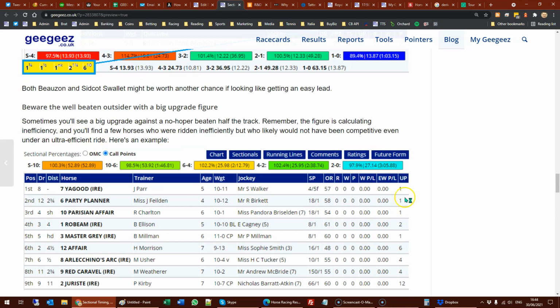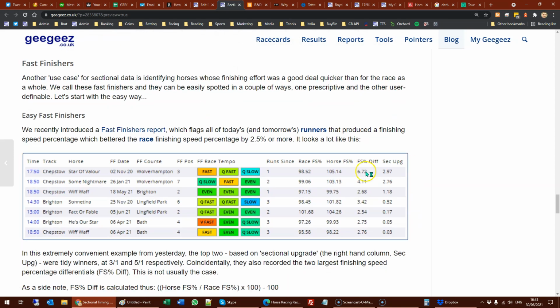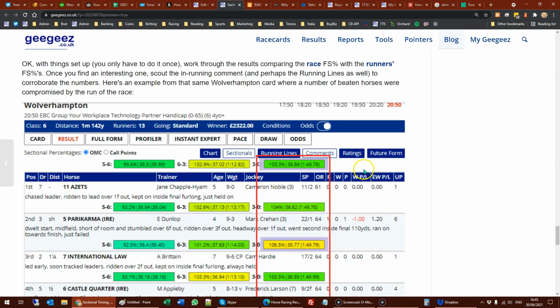The upgrade figures and the fast finishers report, or any work that you do yourself with fast finishers, I really do believe that will pay dividends for you if you take the time to do it, and it will definitely increase your understanding of sectional data and how it works, why it's important, and what to look out for. So I'd really encourage you, if you're a gold subscriber, to play around with this a little bit and try and pick out a few horses for yourself. You don't have to bet them straight away. Get your feet under the table first.